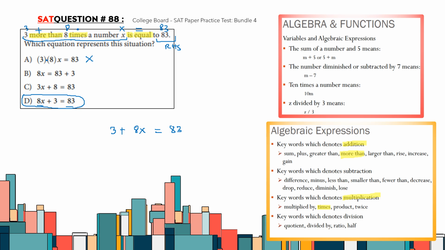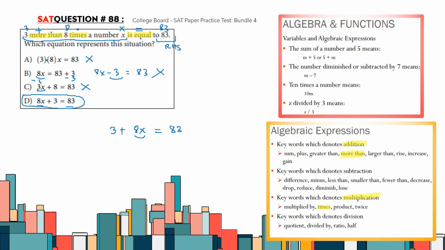3 more than is like 8x and 3 more. It's not 3 times x. Okay, so not C. Then we have 8x here. If we subtract 3 from both sides, you see this one becomes 8x minus 3 equals 83. It's not the same as we have 8x and 3 more. This one is 8x, then you reduce 3 in this case. So it's not B. D is the right answer.